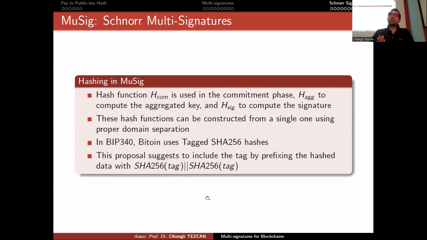So this way you are actually adding a different prefix in different operations. So this way the input cannot be the same. So you are actually using different domains. That is the whole idea.